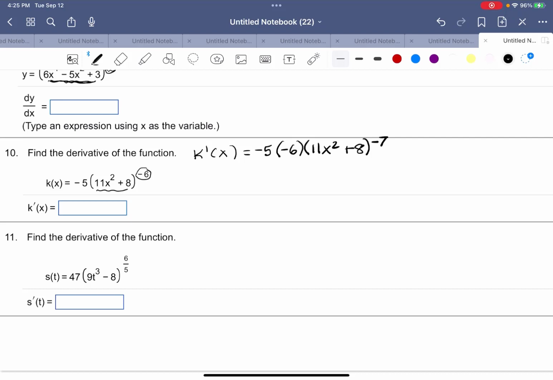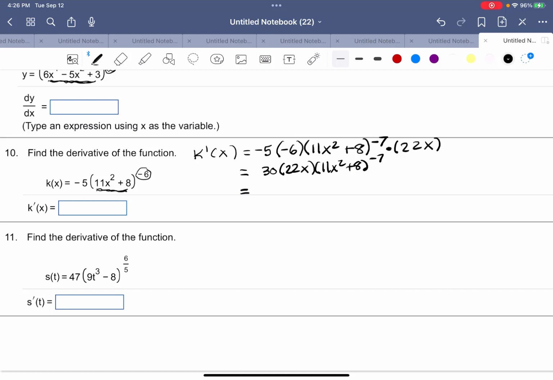Now onto that, I have to tack on, multiply the chain of 22x, and then the derivative of 8 is 0. So I have to tack on a 22x. Now I can do a little bit of simplifying here, which is not too hard. This would be a 30. And I'll bring that 22x to the front. And 11x squared plus 8 to the -7.